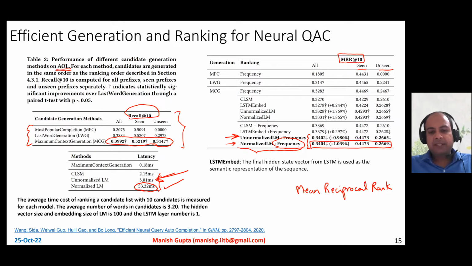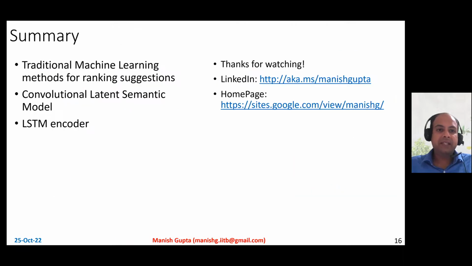So that's basically a quick discussion on traditional machine learning and some deep learning methods for ranking in QAC systems. So here's a summary. We discussed three things in this video. One, various features for traditional machine learning for ranking suggestions. The most popular learning to rank model is the lambda-mart model.